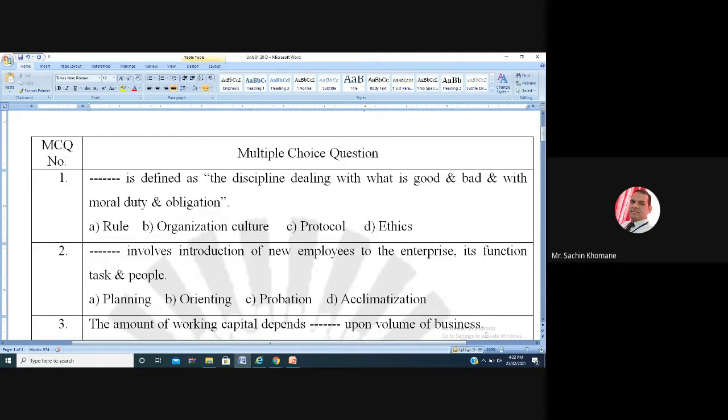We have seen ethics in managing, right? Ethics in managing, and before that we saw the meaning of ethics. So friend, the answer is ethics. Ethics is nothing but the discipline dealing with what is good and what is bad, with moral duty and obligation.